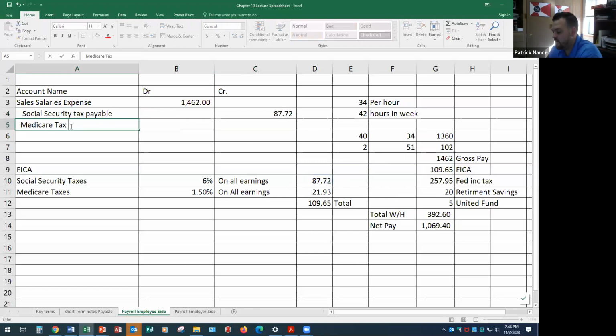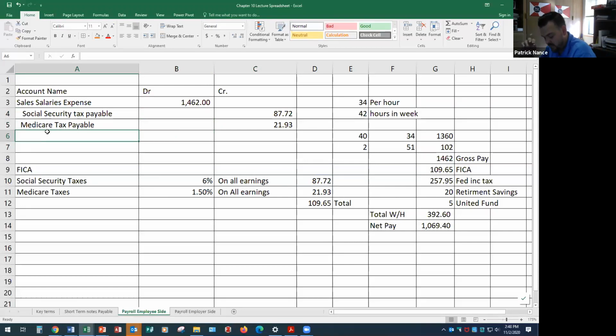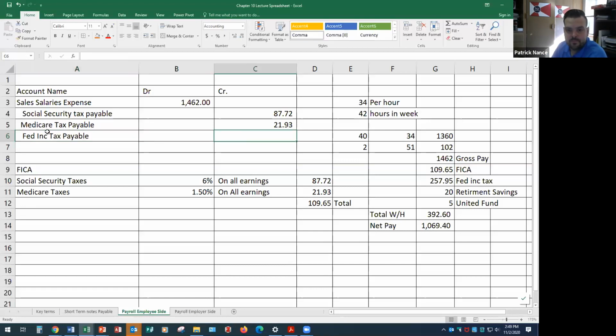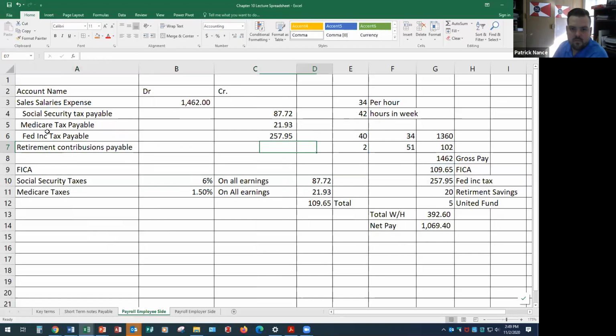Medicare tax payable is $21.93. And like I said, the book did this for a group of people rather than one. I'm showing you what it looks like for just one. Federal income tax payable at $257.95, which was a given number. Retirement contributions payable, the $20. Could run out of space here.